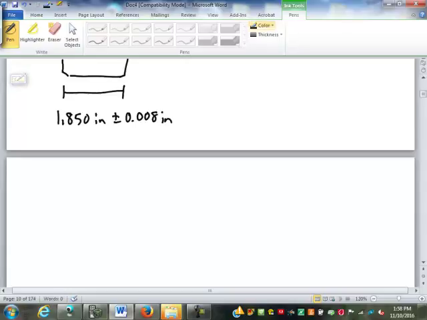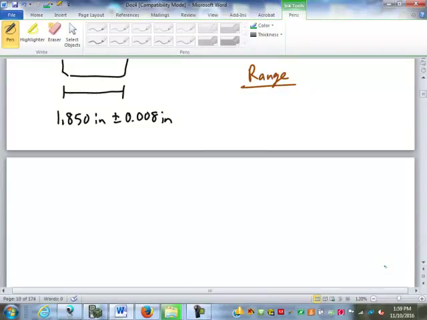In your notes, create the range for me. Okay, so what's the lower end of my range? Sure, 1.850 minus the 0.008 is 1.842. Up to? Perfect. 1.850 plus the 0.008 is 1.858.